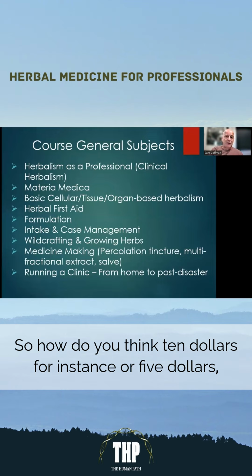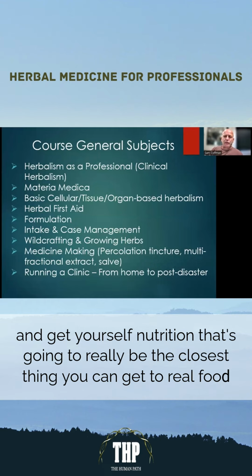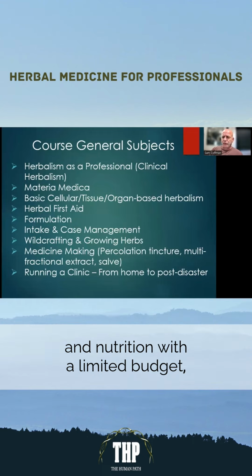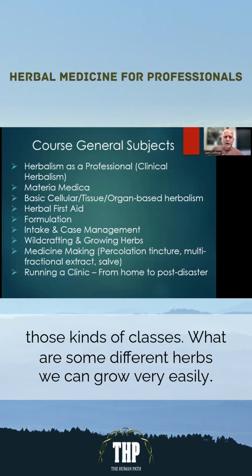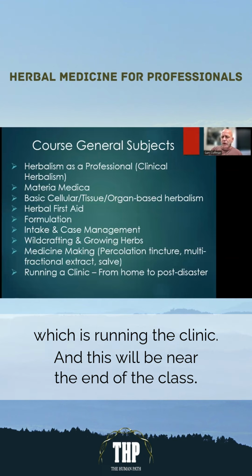Well, how do you take $10, for instance, or $5, whatever, and go into one of those glorified convenience stores and get yourself nutrition that's going to be the closest thing you can get to real food with a limited budget? Those kinds of classes. What are some different herbs we can grow very easily? So the outreach organization loops back into this topic that we're learning here in this course, which is running a clinic.